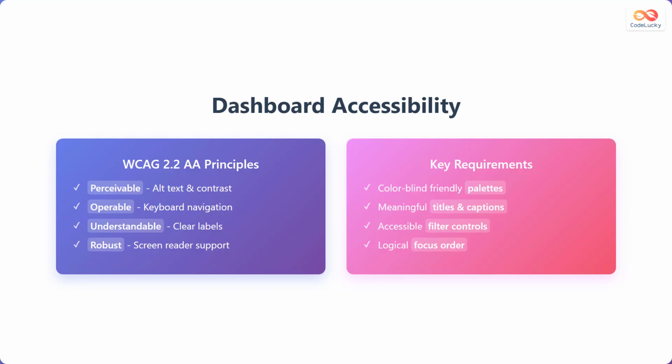Key accessibility requirements include using colorblind-friendly palettes that don't rely solely on color to convey information. Provide meaningful titles and captions that describe chart content for screen reader users. Design accessible filter controls with proper labels and keyboard support. Establish logical focus order so users can navigate systematically through interactive elements using keyboard or assistive devices.